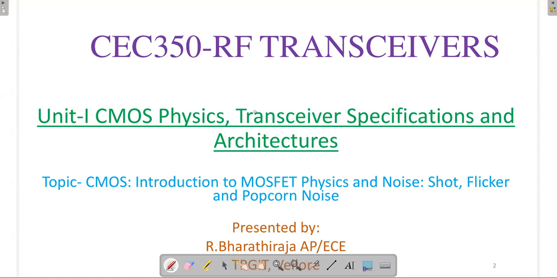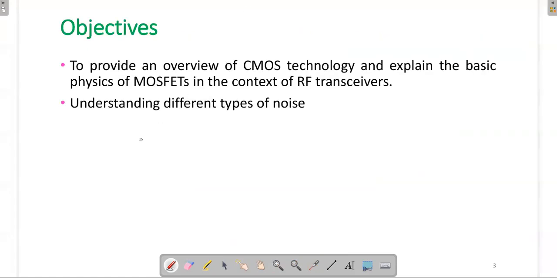Welcome to the course RF Transceivers, Unit 1, CMOS Basics, Transceiver Specifications and Architectures. Topic is CMOS, Introduction to MOSFET Physics, and noise: shot noise, flicker noise, popcorn noise. The objective of this presentation is to provide an overall view of CMOS technology and to explain the basic concept of MOSFET in the context of RF transceivers, and then to understand the different types of noise present in the RF transceiver.